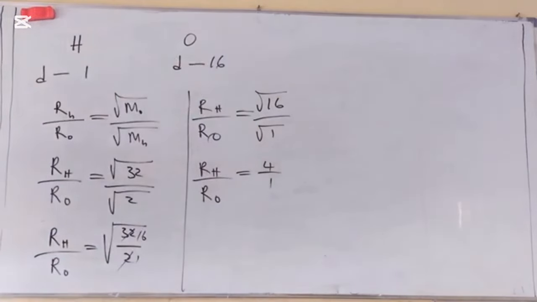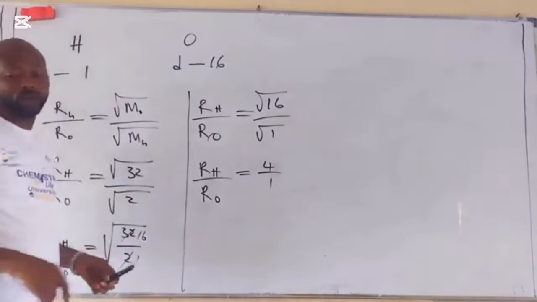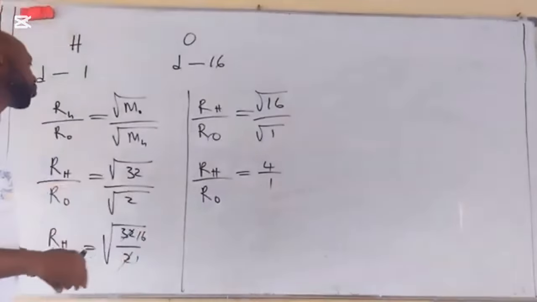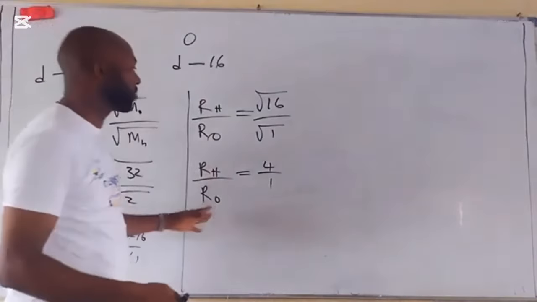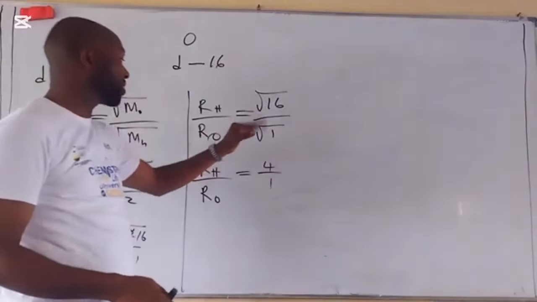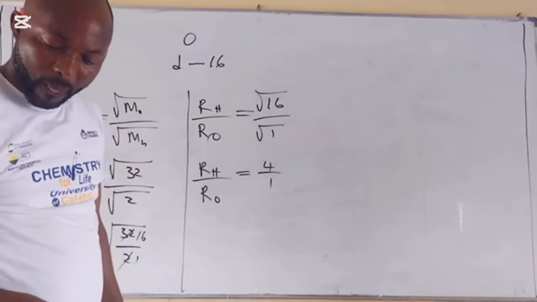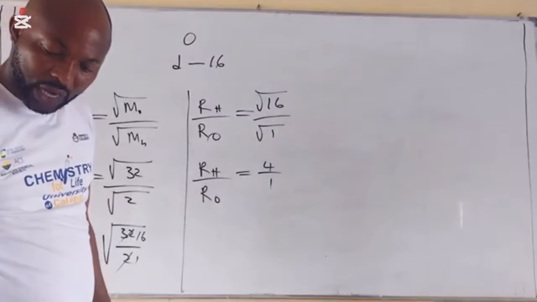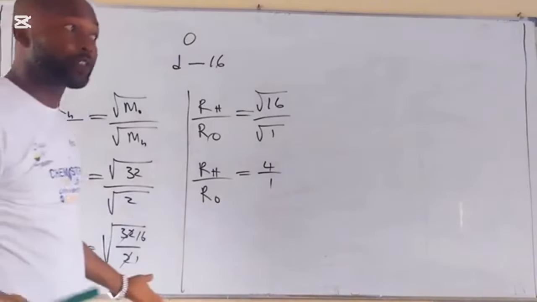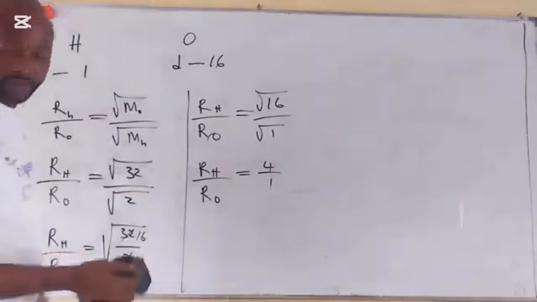So that is it. The rate here is 4:1. Let us proceed. So the rate at which oxygen diffuses is 4 times the rate at which hydrogen diffuses. And what law do you use to get the answer? The law is Graham's law of diffusion. So it's kind of straightforward. Let's proceed.